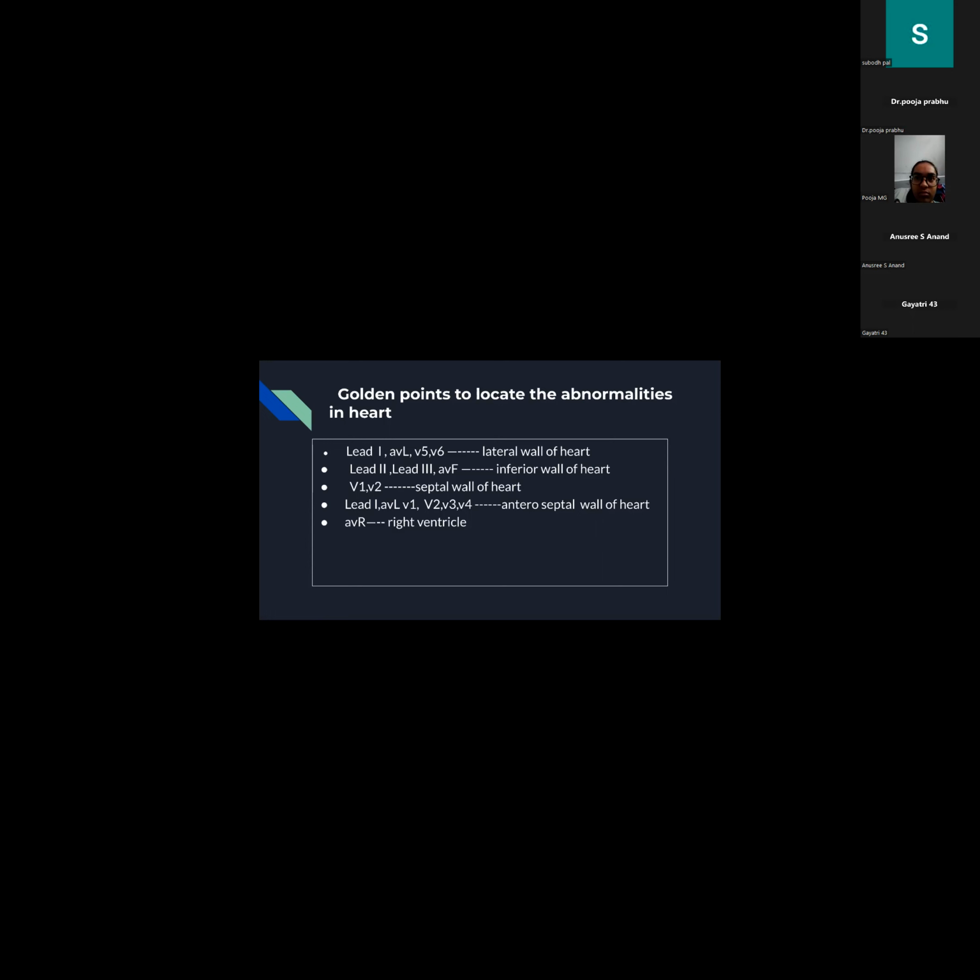Now, what does left axis deviation indicate? It indicates left bundle branch block, left ventricular hypertrophy, inferior wall MI, left anterior fascicular block, and there is one more syndrome called Wolff-Parkinson-White syndrome. Hope the lecture is not fast, okay?